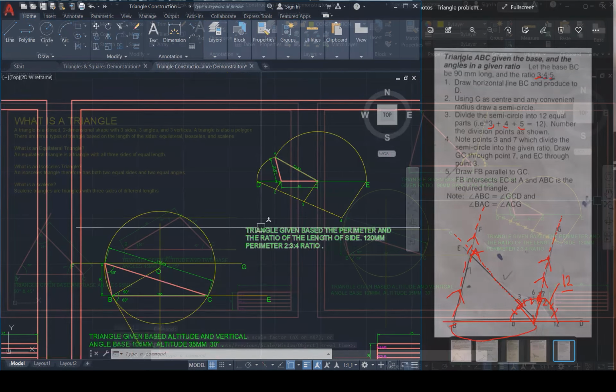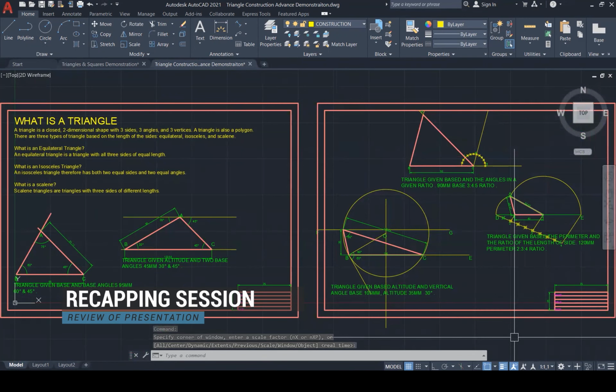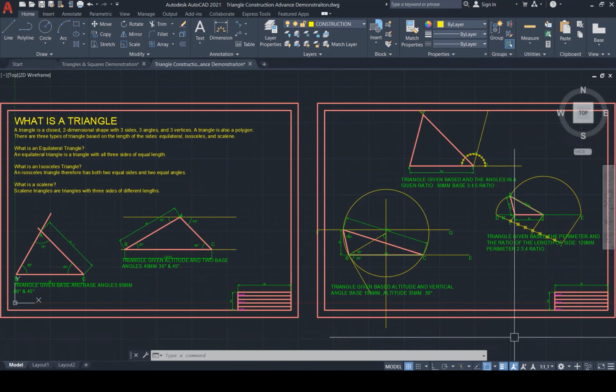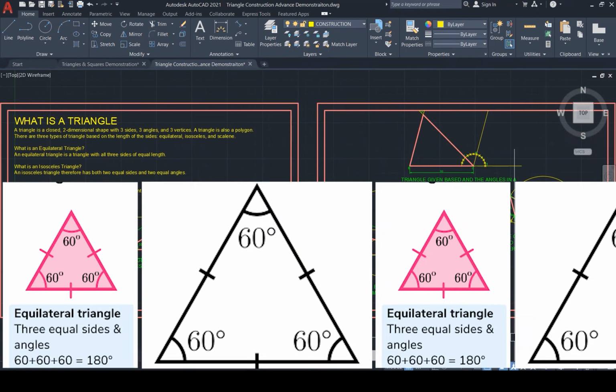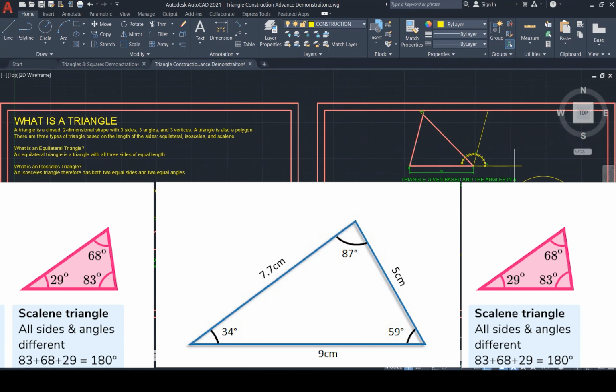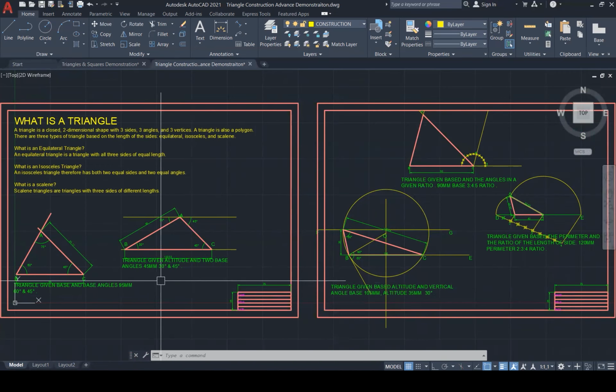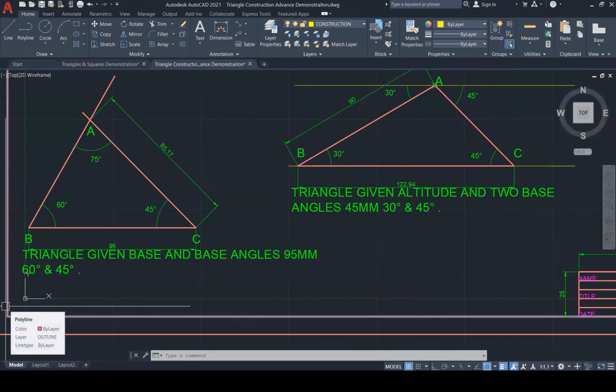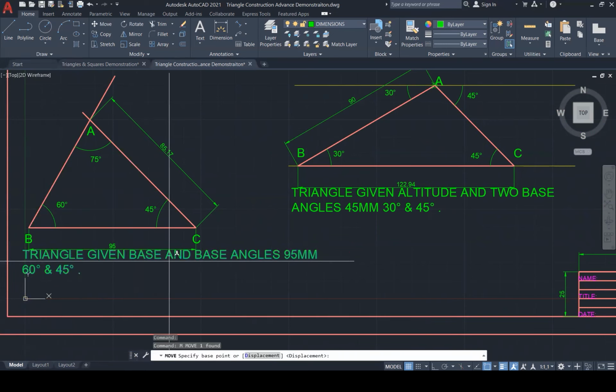So this brings us to the end. So let's recap. Today we learned about triangles, what a triangle is, and the different types of triangles you can have. You can have 3 different types of triangles: equilateral triangle, isosceles triangle, and scalene triangle. We didn't spend much time on those, but we did 5 different triangle problems today. The first one was triangle given base and base angles. The base angles were 60 and 45 degrees respectively, and the base was 95 mil.